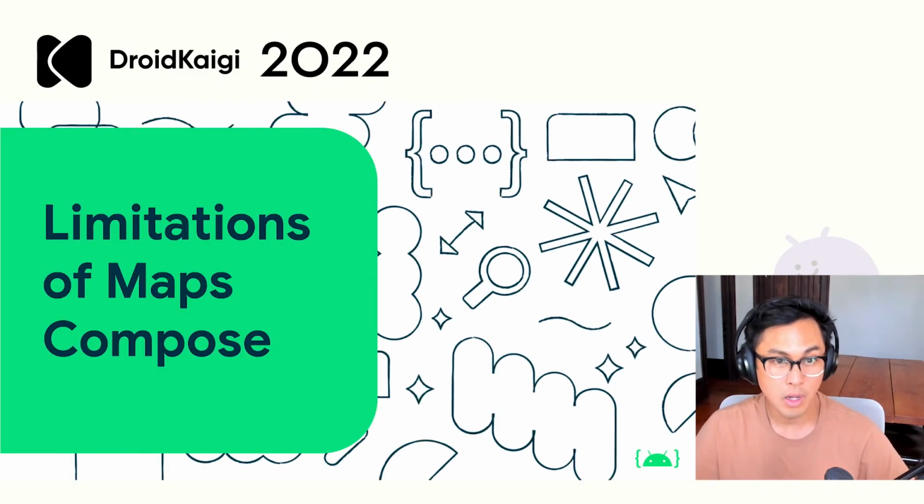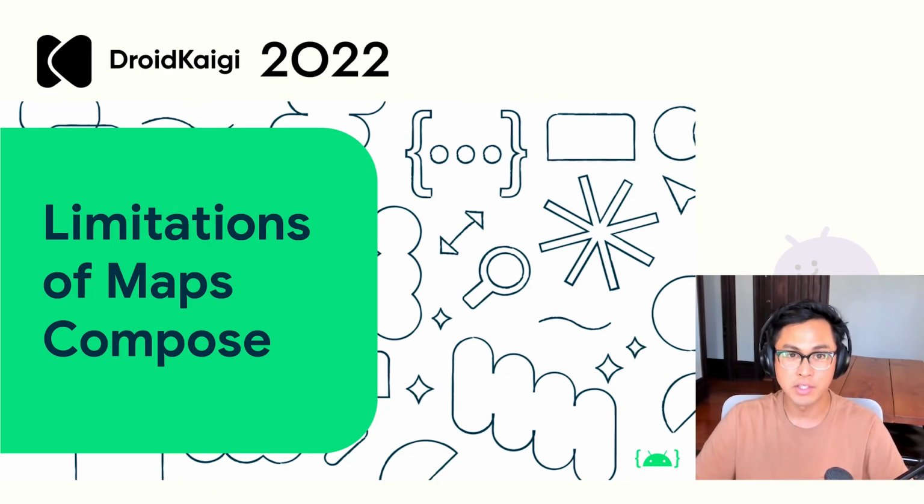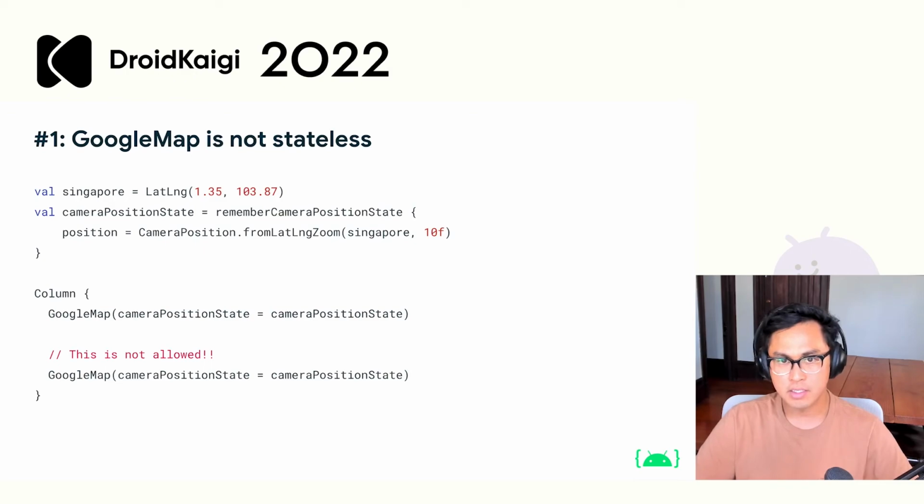All right, so I want to talk next about limitations I ran into with Maps Compose. Maps Compose, at its core, is an interop library for the view-based Maps SDK, and so there were some limitations that I came across. The first limitation is that Google Map is not stateless, and a good litmus test for a stateless composable function is that the same state object should be able to control multiple composable functions. So in this snippet, I'm showing creating a camera position state object and passing it to two different Google Map composable functions. That is actually not allowed.